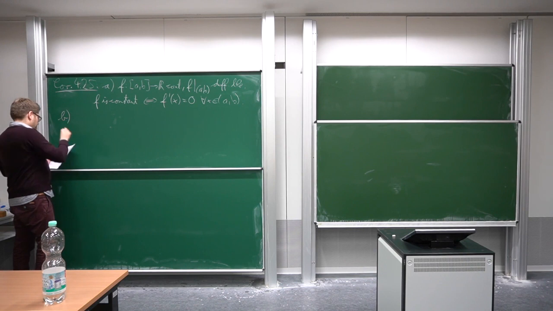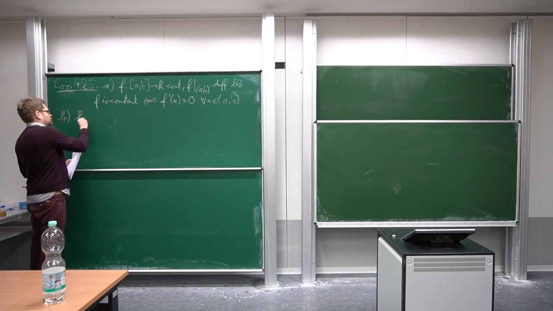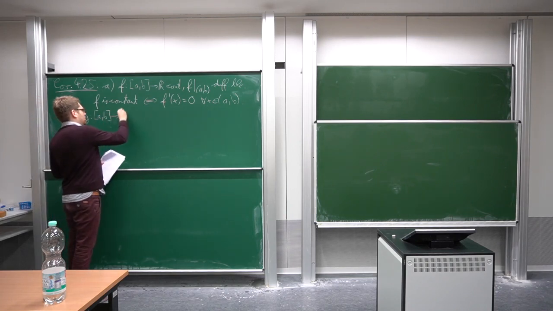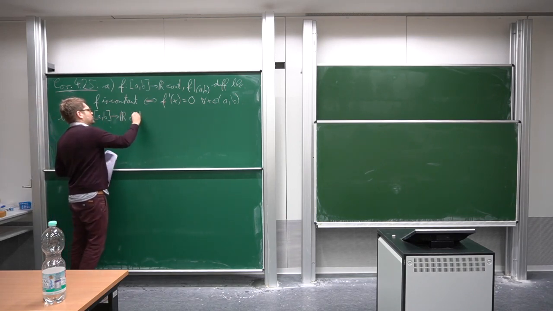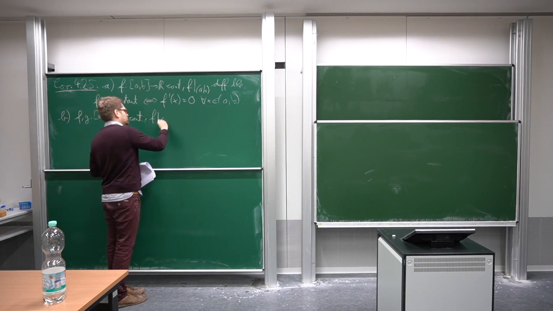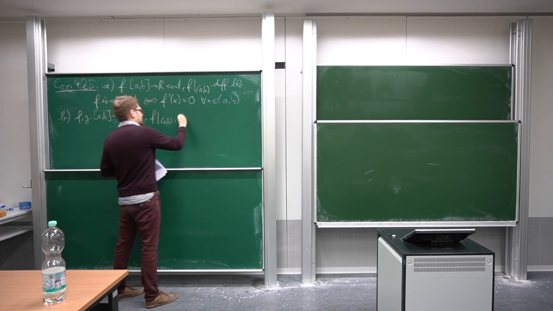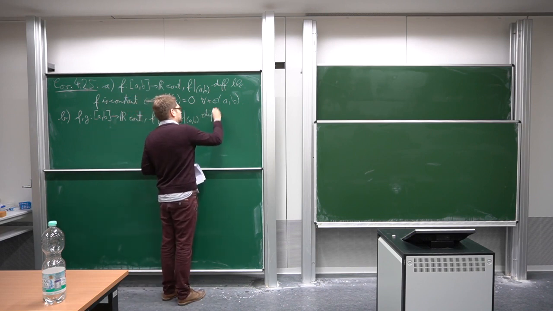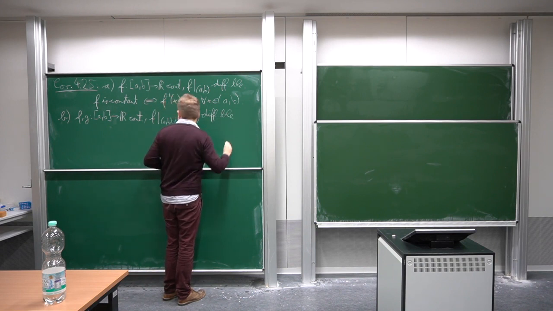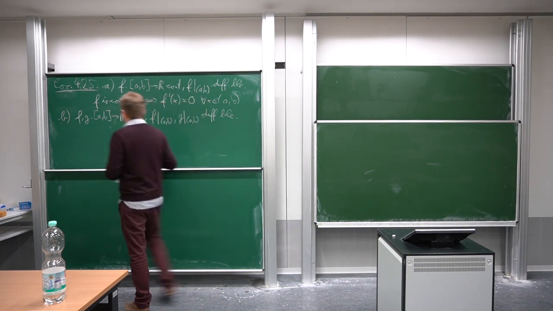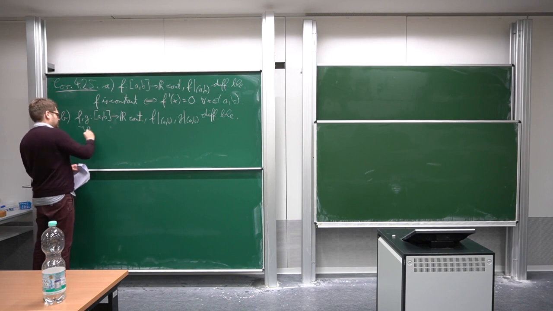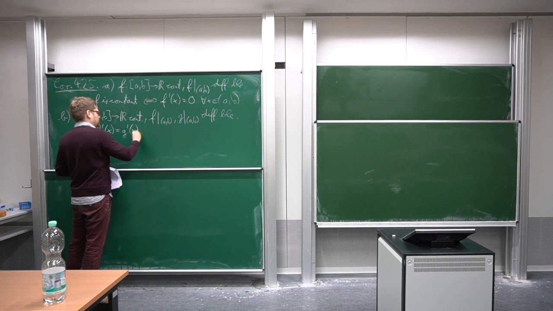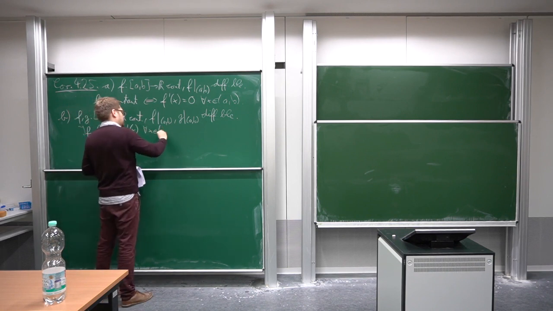B, if we have two functions from [a, b] to R that satisfy these two requirements, so continuous and the restrictions to the open interval (a, b) are differentiable. If this is the case, and if we assume that they have the same derivative, if f prime of x is equal to g prime of x for all x in (a, b).